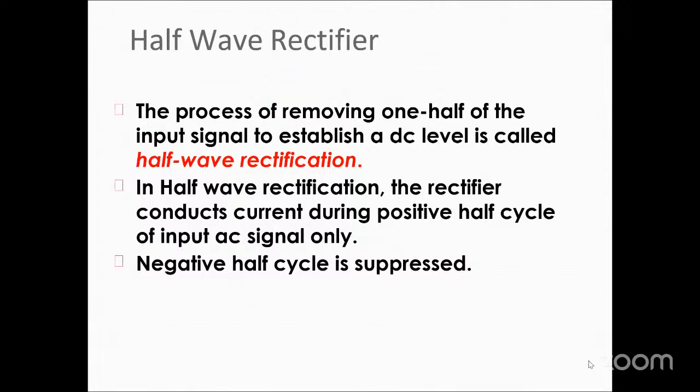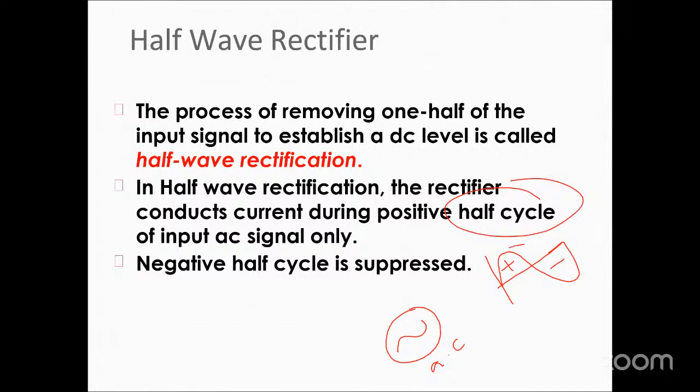In a half wave rectifier, the process of removing one half cycle of the input signal to establish a DC level is called half wave rectification. Here the rectifier conducts current during the positive half cycle of the input AC signal only. What is the symbolic representation of an AC signal? This is the positive half cycle, and this is the negative half cycle. AC signal means a sine wave. Positive half cycle means only the upper part, and the negative half cycle is suppressed.